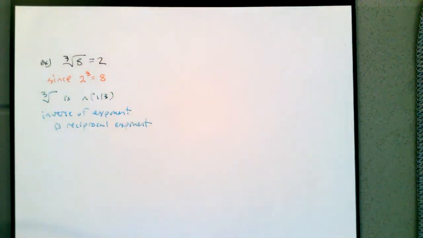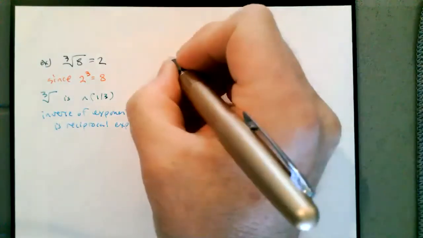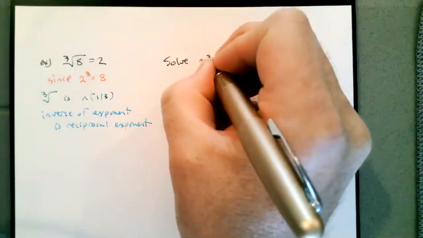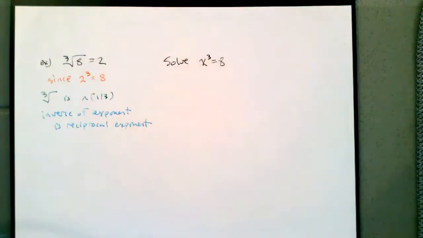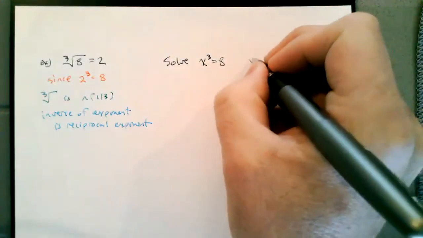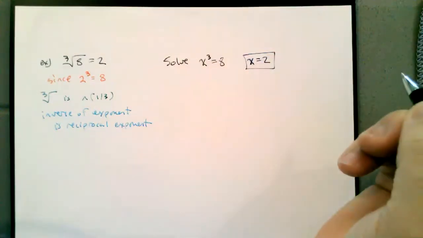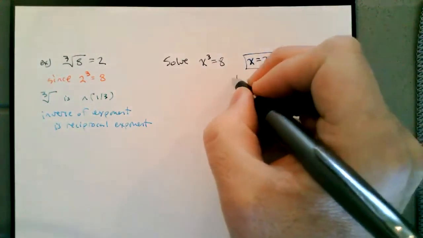So if I ask you to solve the equation x cubed equals 8, the implication is that I just want the real solutions if I'm just going to take 2 as the answer. So for example, if I said solve x cubed equals 8, we say x equals 2. And we stop there. This is the only real solution.